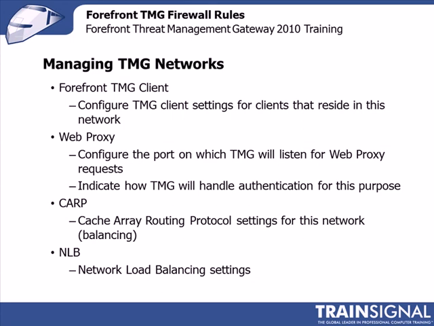Two things that we're not going to be discussing in this course, but I want to mention here. One is called CARP, which is the Cache Array Routing Protocol settings for the network. This is basically a way that Threat Management Gateway can balance requests, as is network load balancing, which is actually a more common load balancing technique. I'm now going to go over to the Threat Management Gateway system so that you can see these settings and where to manage them.